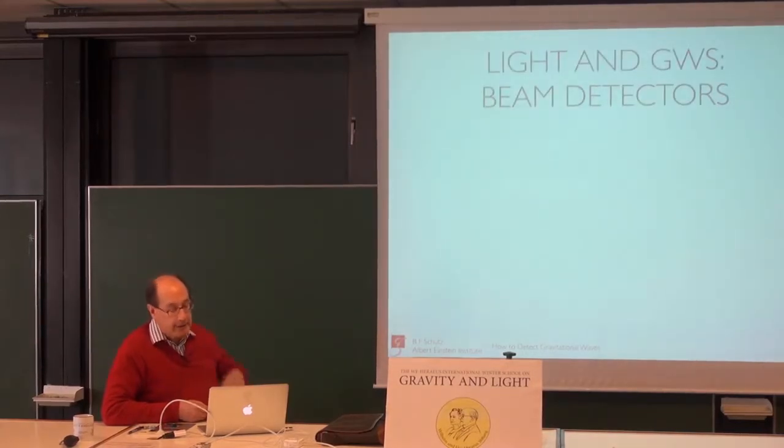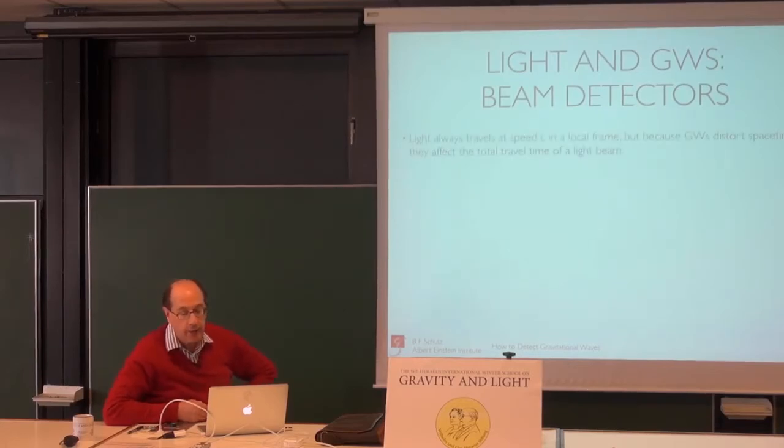So those were the bar detectors, but the most effective detectors of gravitational waves now are beam detectors. They use light, the interaction of light and gravitational waves. And we call them beam detectors, a beam of light interacting with a gravitational wave field. And so I want to talk about this in general, what the interaction between light and gravitational waves is.